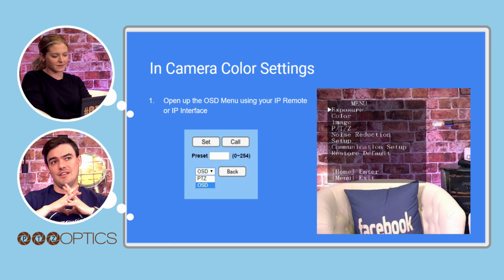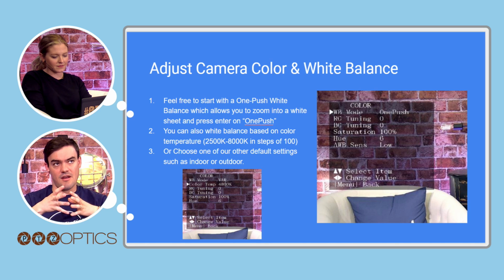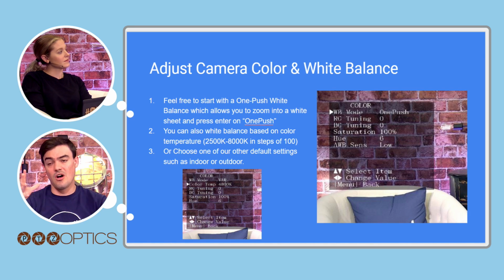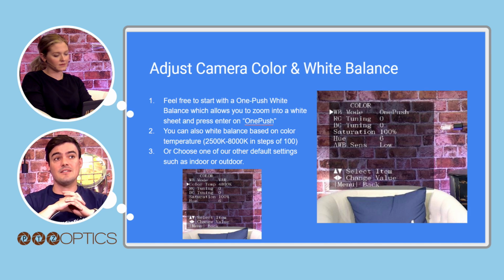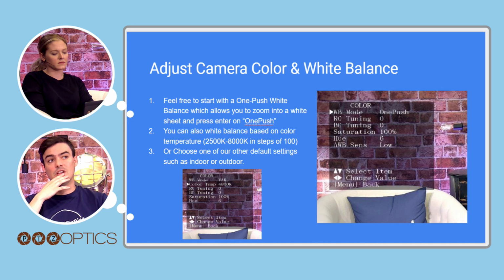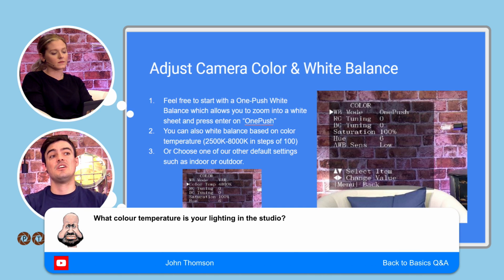So on the next slide we'll go into the color area. Now in the color area, the white balance is incredibly important, obviously. When we're talking about color, it can actually affect all the colors. So we want to get the white balance set properly. One thing you can do is a one-push white balance, or you can use our new color temperature settings, which are called VAR, variable color temperature, and it goes from 2500 Kelvin to 8000 Kelvin in steps of 100. So now you can match the color temperature of your lights.